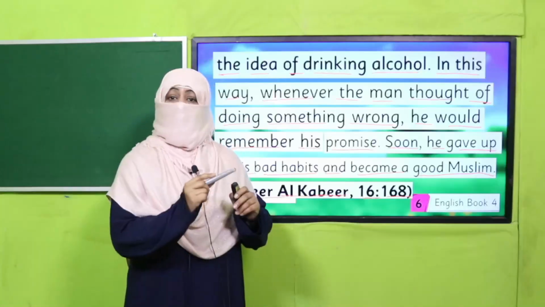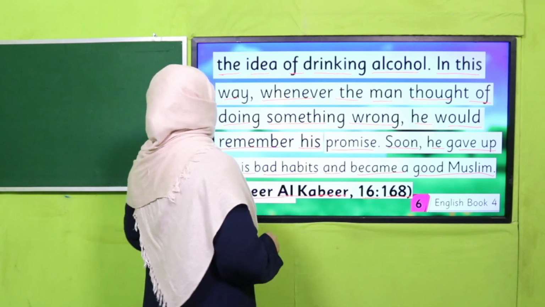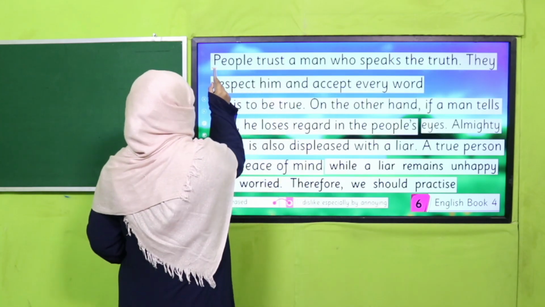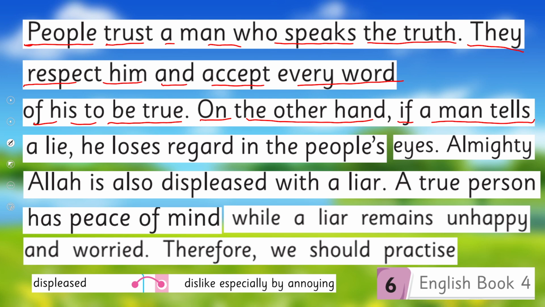Now you see, by just stopping telling a lie, he left all bad habits. What happened next? So the last paragraph is: people trust a man who speaks the truth. They respect him and accept every word of his to be true. On the other hand, if a man tells a lie, he loses regard in the people's eyes. It is one thing, and the other is Allah Almighty. Almighty Allah is also displeased with a liar.